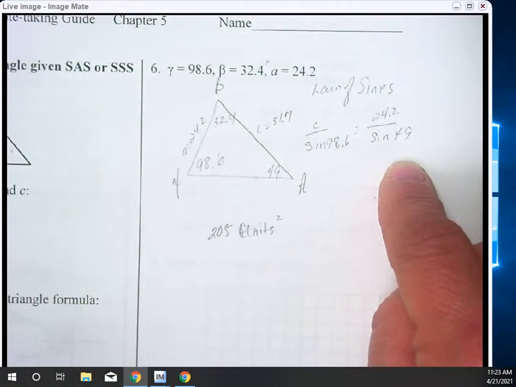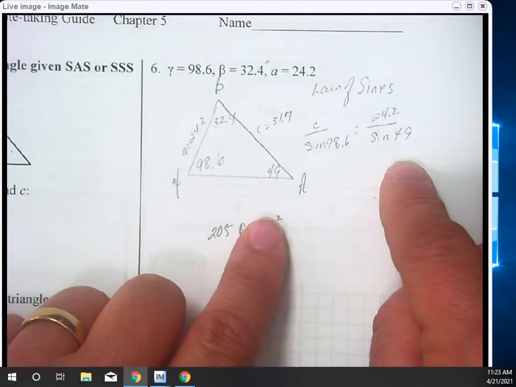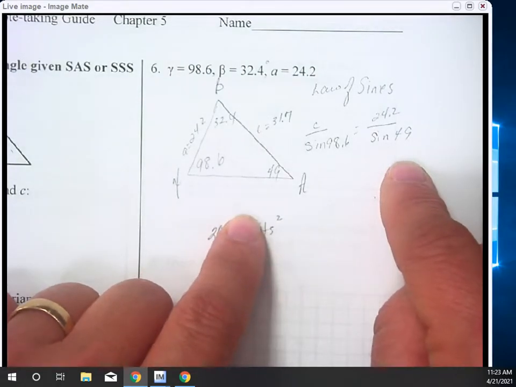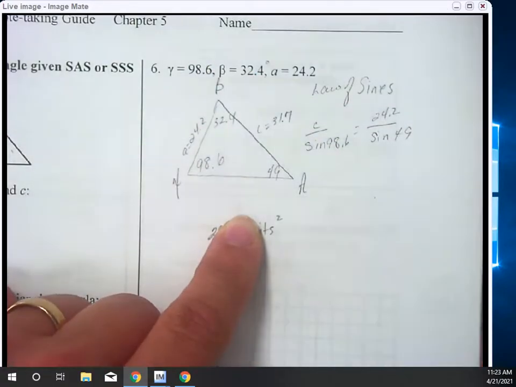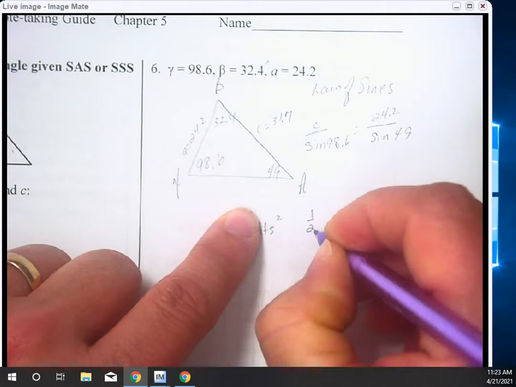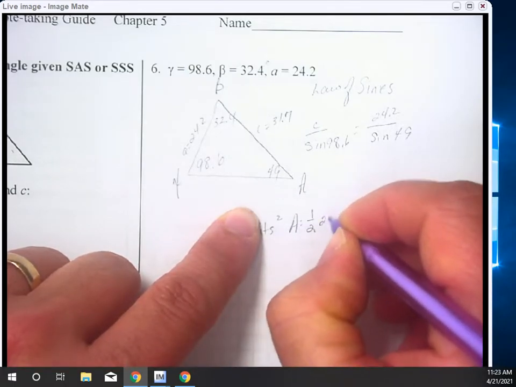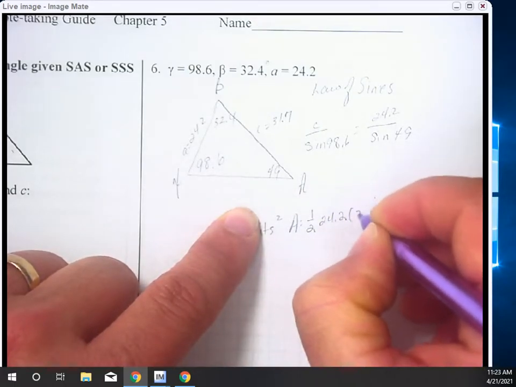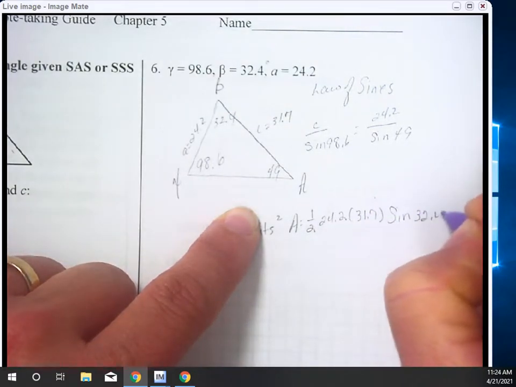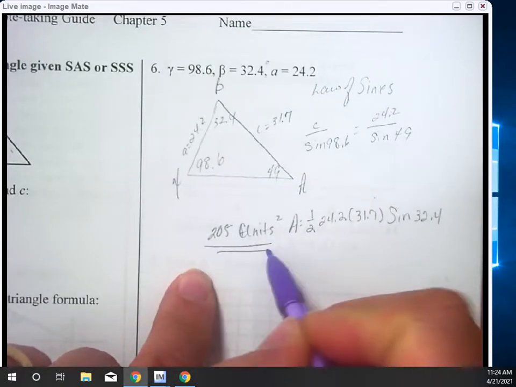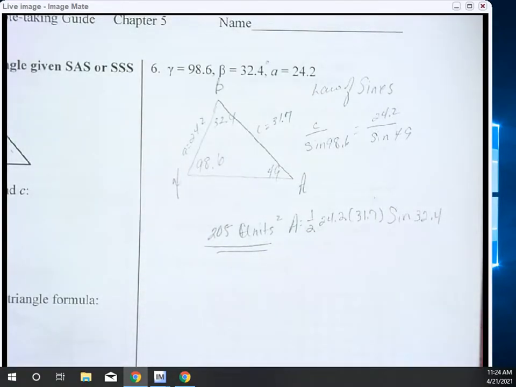Now I can use my formula because I have been given a side angle side. 1/2 of the 24.2 times 31.7 times the sine of the included angle, 32.4, gives me my 205 units squared. An area is units squared if they don't give you a unit, right? Or if it's feet, feet squared, yards squared.